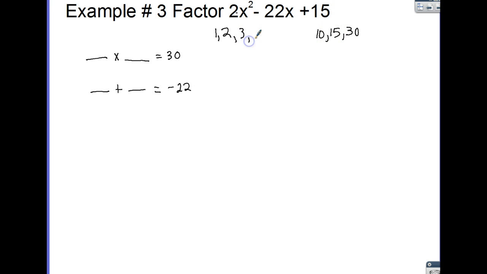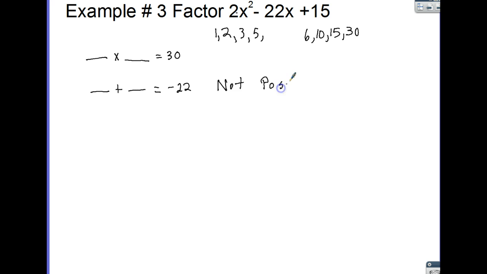That doesn't work. 4 doesn't go into 30. 5 goes into 30, and it goes in there 6 times. That adds up to be 11, and then if I go one bigger than 5, I'm back to 6 again, and of course there's no more factors of 30. I've looked at all the pairs, and none of them add up to be 22. So I'm going to conclude that this is not possible.